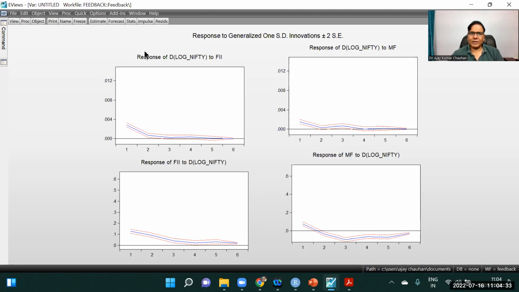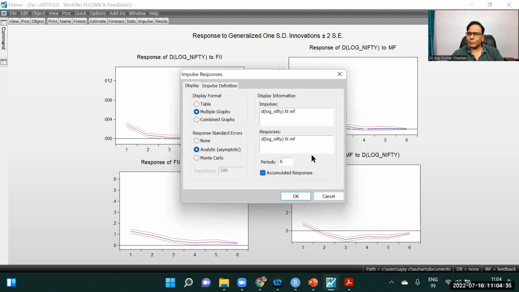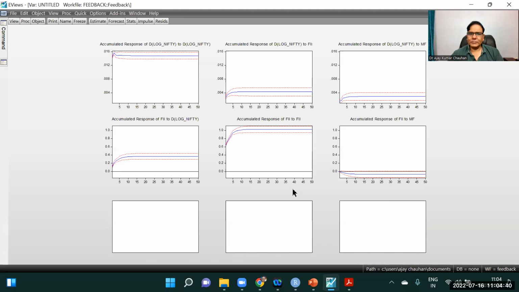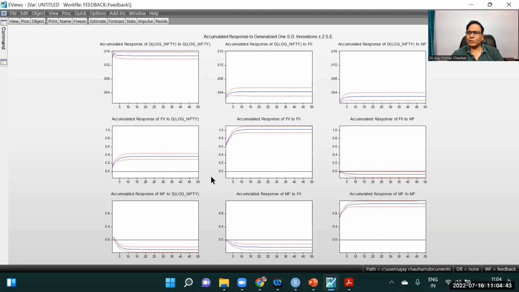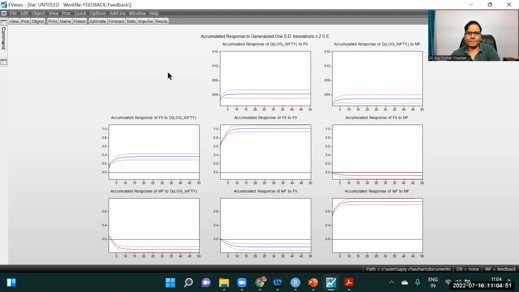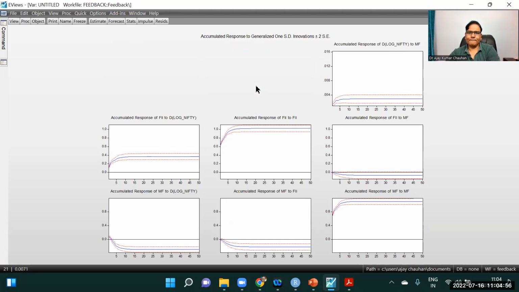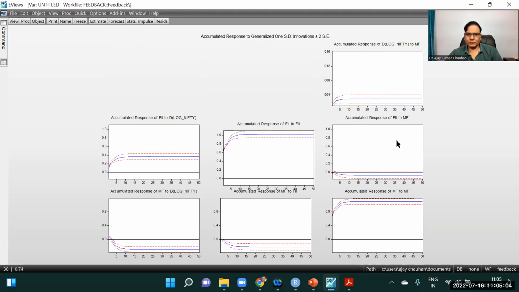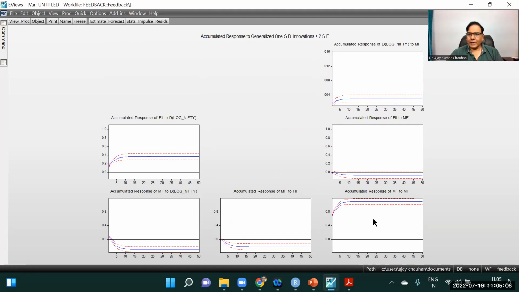So we can make different types of graphs. Like if I take accumulated response and click 50, you can get this accumulated response. Sometimes this graph is also fine. Let me show you this graph. Let me delete this. This we need to delete. And mutual fund to mutual fund also.